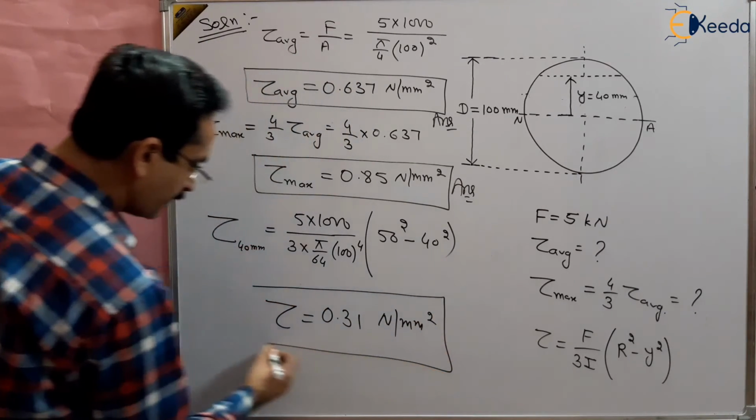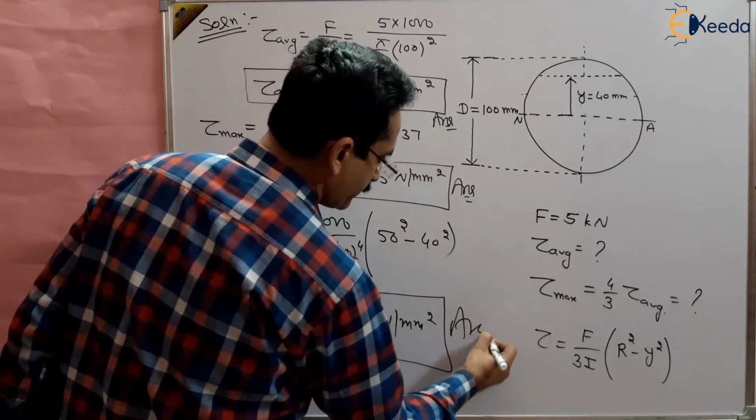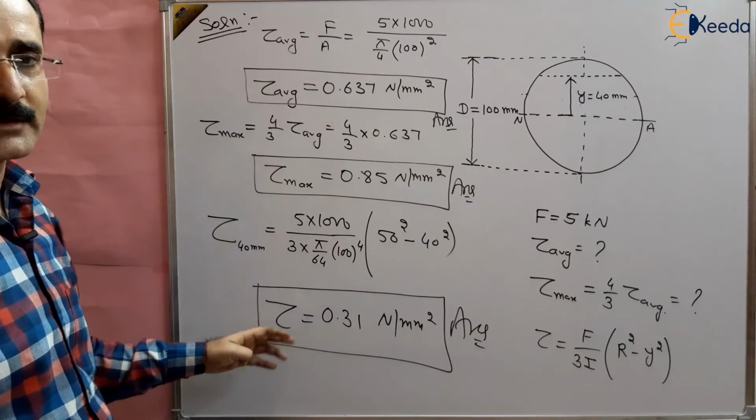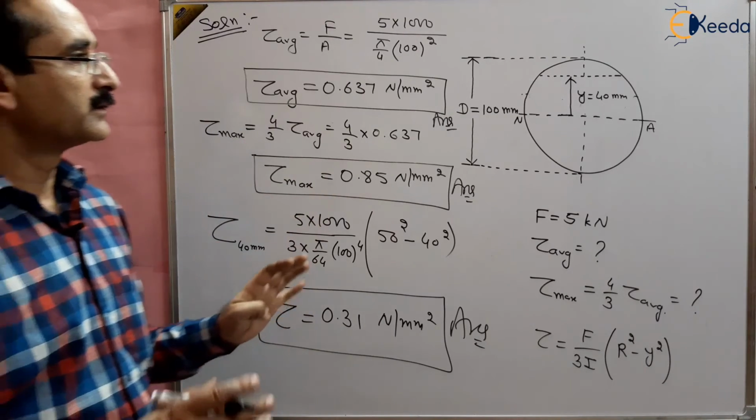So these are the values of shear stresses: average shear stress, maximum shear stress and shear stress at some general point of a circular section.